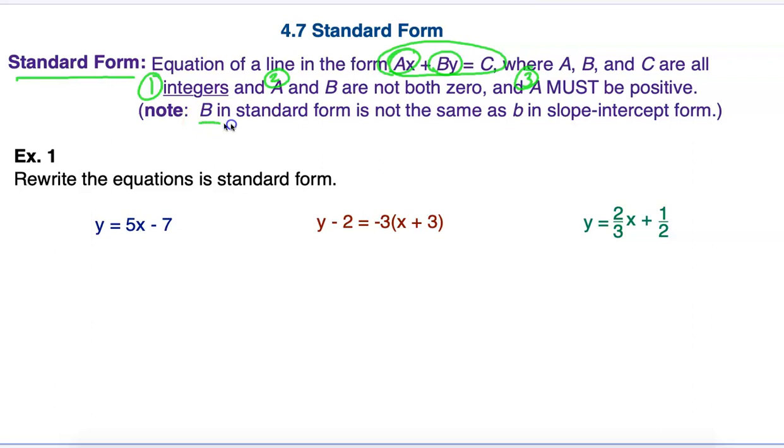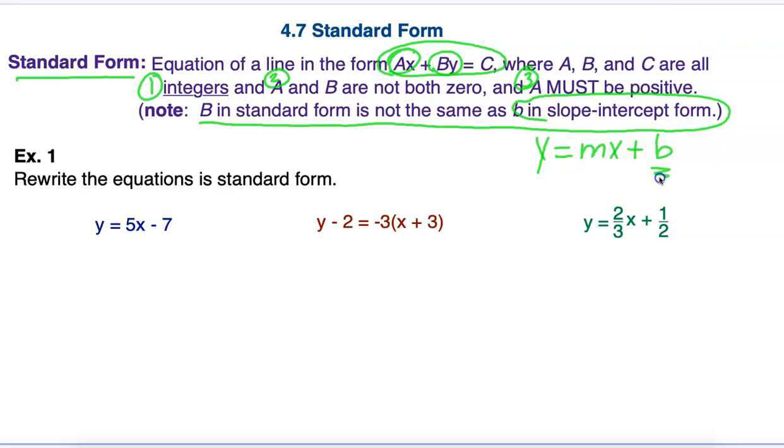One thing to point out, the b in standard form is not the same thing as the b we used in slope-intercept form. The lowercase b in standard form is different than the uppercase B in slope-intercept form. They do not mean the same value. So we're going to rewrite the equations in standard form.